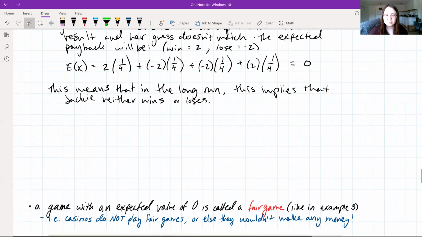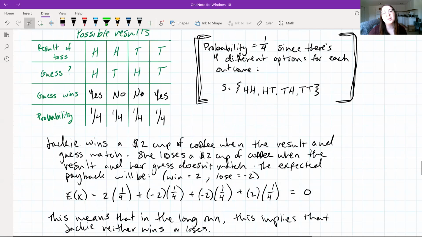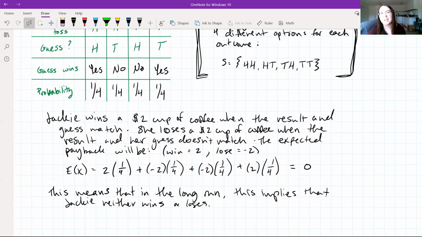All right, and then once we see in the long run, she doesn't win or lose, and that's really just because a coin is really going to be 50%. So every time you are tossing it, you really have an equal chance of either getting it right or getting it wrong.